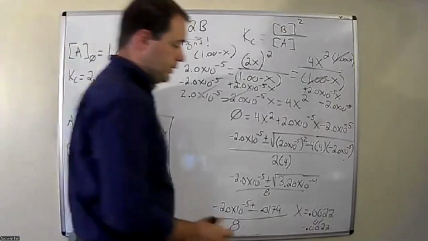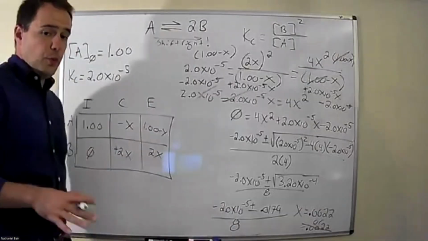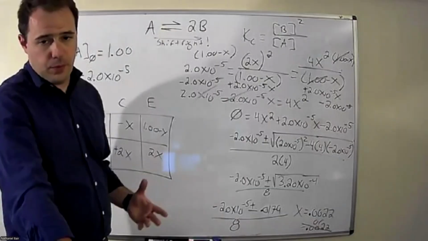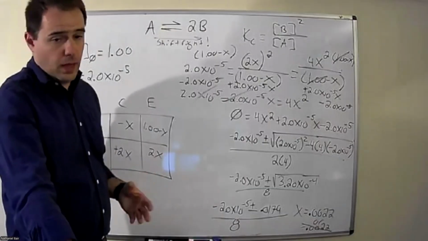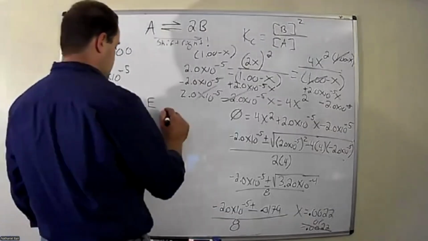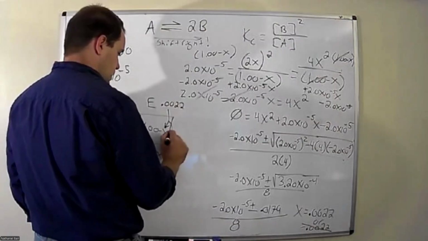Now the negative 0.0022 we can throw out. You can never have a negative x. Now if they were both positive, you'd have to plug them in and see which one gave you a negative answer. That one would be wrong. One of them is going to be too big. But that 0.0022 has to be the correct value. So we're going to plug that 0.0022 into here.